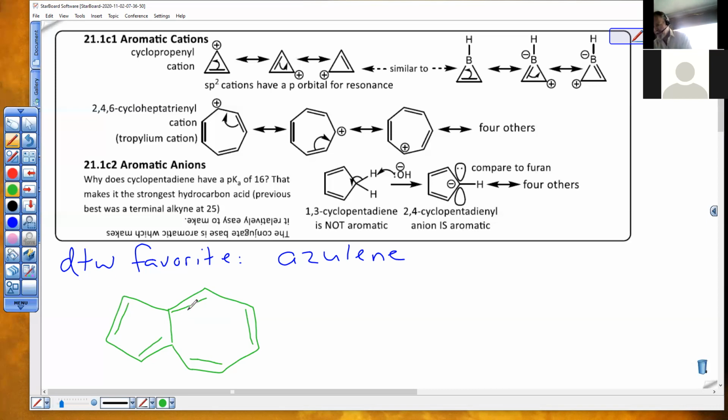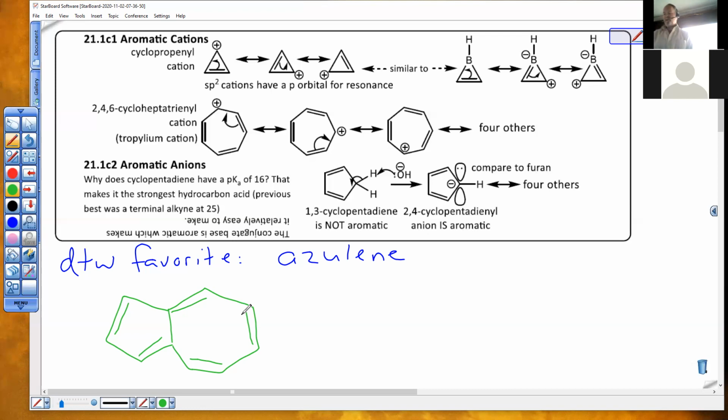2, 4, 6, 8, 10. Can you solve 4n plus 2 equals 10 with an integer? Answer, yes. N equals 2. 4 times 2 plus 2 is 10. So it has the right number of pi electrons. Every atom here is sp2. Every atom's in a ring, and we can resonate around the rings. So we have all the rules followed.